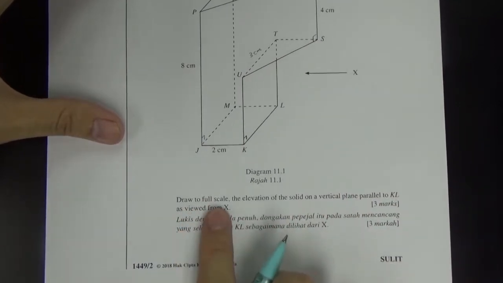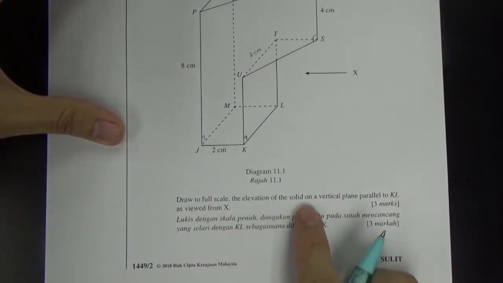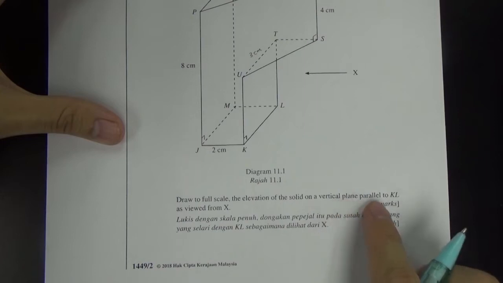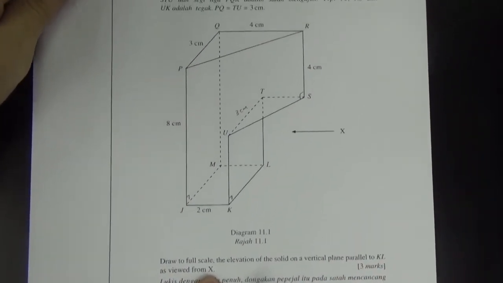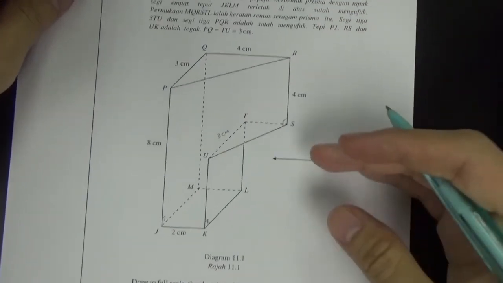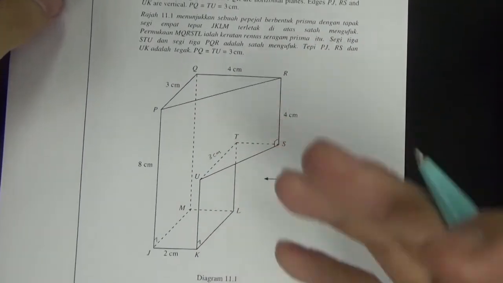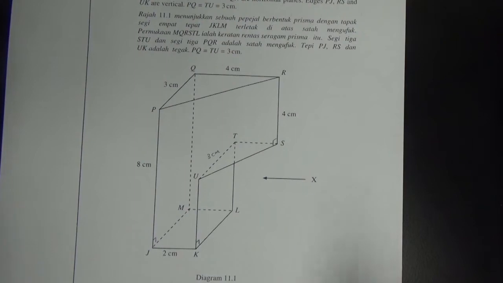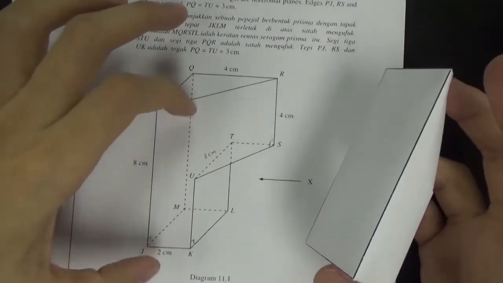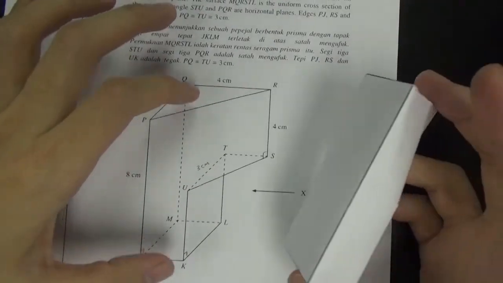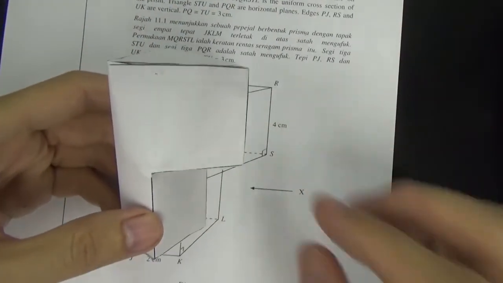Draw to full scale the elevation of the solid on a vertical plane parallel to KL as viewed from direction X. So it means from the right. We view these things on the right, what we should see. Now to help us visualize this, I actually made a small model to scale, so we can have a look. If we build a model corresponding to this solid prism, it looks something like this.